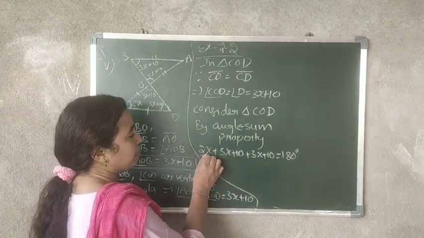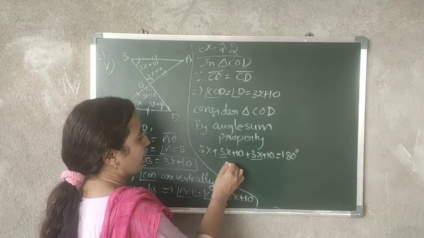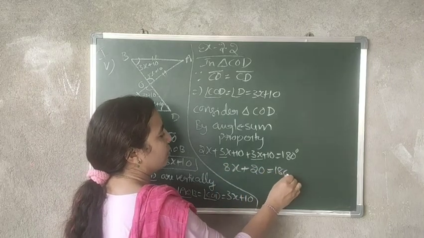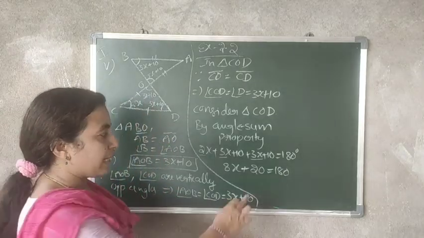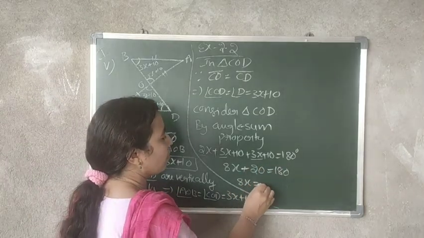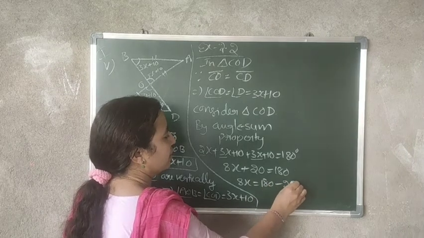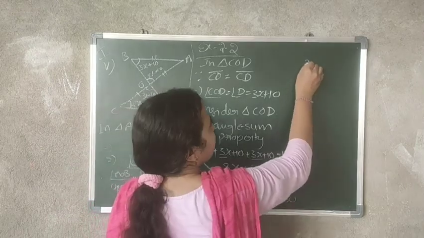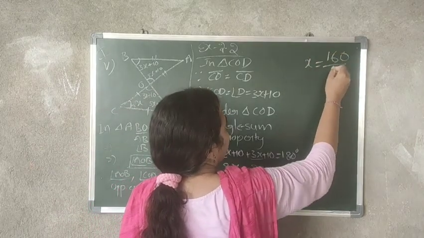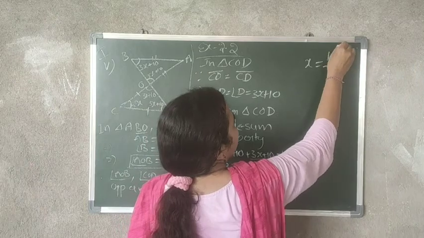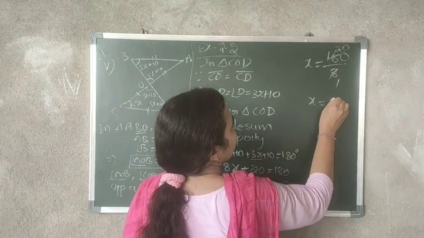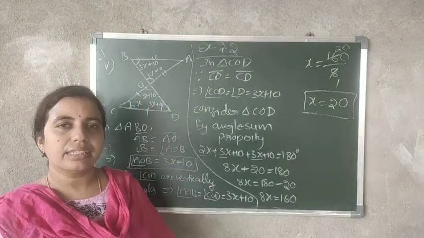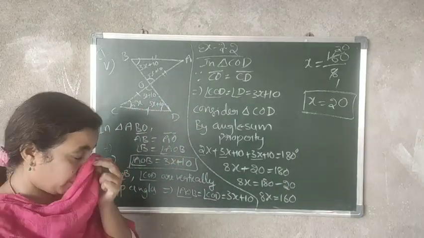Now, add the like terms. 2x, 3x, 3x: 8x, plus 10 plus 10, 20, is equal to 180. Now, transpose plus 20 to that side. 180 minus 20. So, 8x is equal to 160. Then x is equal to 160 by 8. 8 twos are 16, so x is equal to 20. That is the required answer. x is equal to 20 is the required answer.